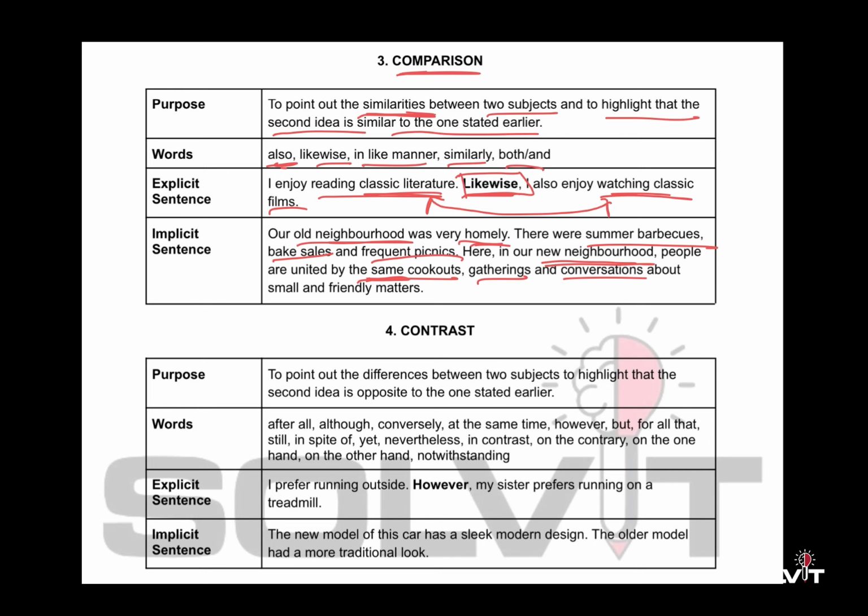So, even though these words and phrases have not been used, there are other words that you can use to identify what type of relationship there is between these two sentences. For example, the word same. The word same is a very big indicator that the writer is comparing the new neighborhood to the old neighborhood.